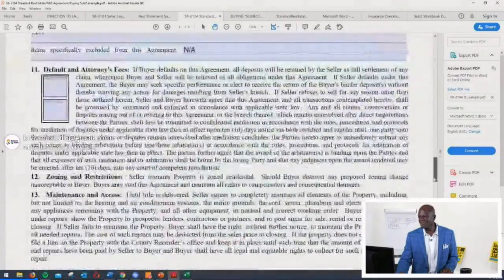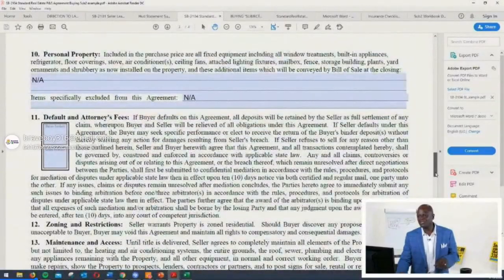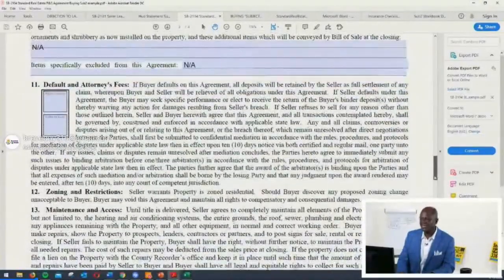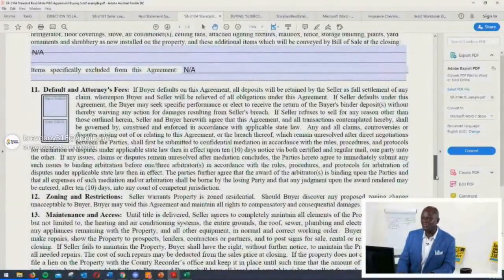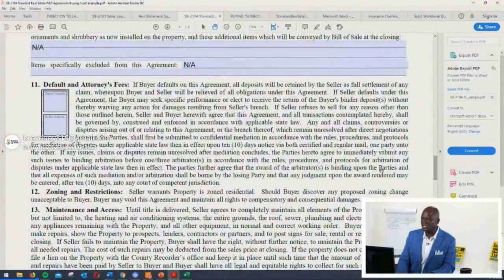Let me go back. All right, so let me point out just a couple of things in this contract. In paragraph 11, it actually gets into default and attorney fees. It talks about the remedies for what happens if the seller tries to back out or if you try to back out. And there are initials going in there so that we've agreed to this up front as to what's going to happen.